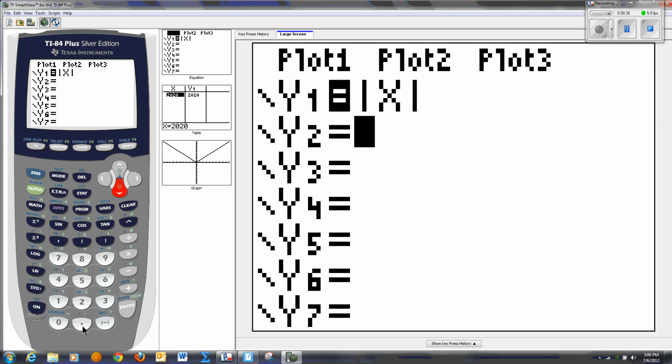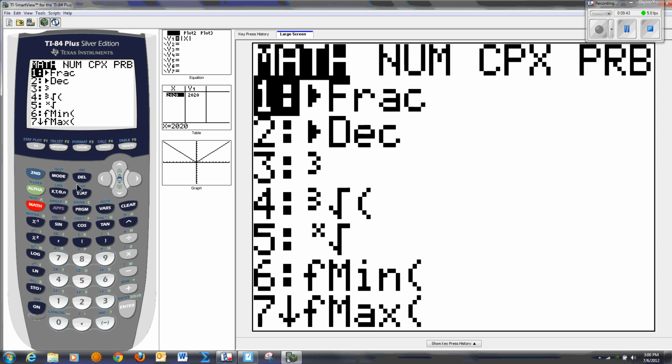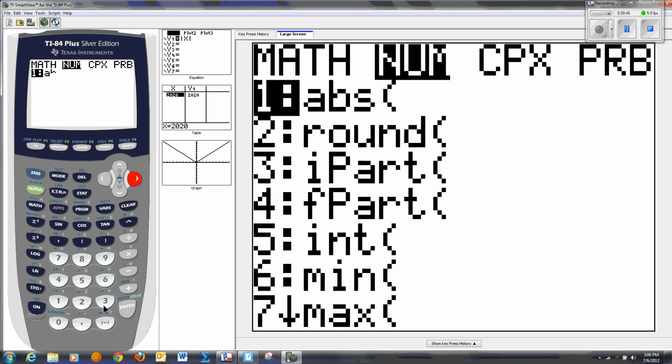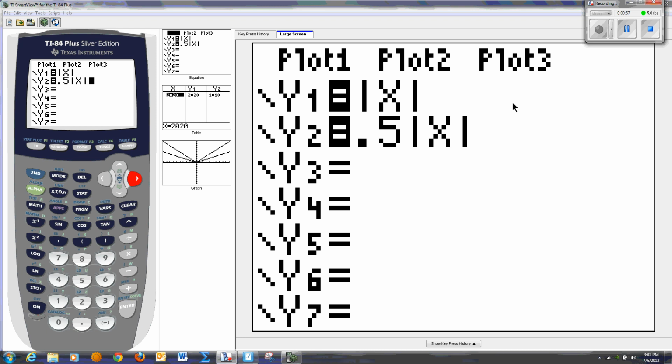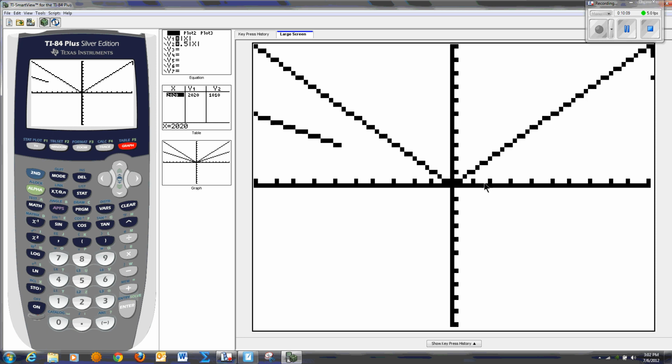And then I'm going to go 0.5x. I don't want to do a half. So I'll go 0.5 times the absolute value of x. So what I've done is I just have now my original graph of y equals absolute value of x and a half times the absolute value of x, and we're going to compare them A, B, whatever. I graphed them. There's my first one, and there's my second one.